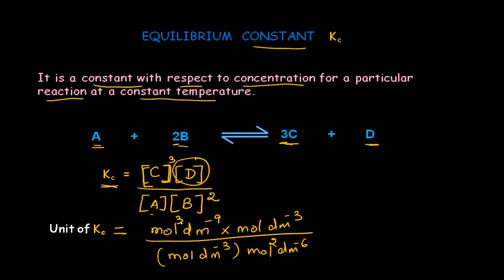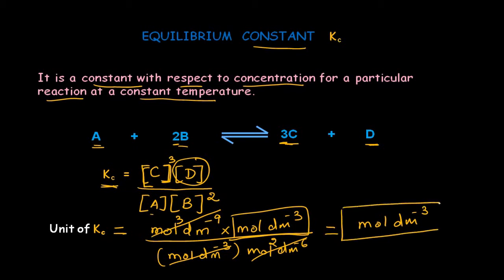So now because of this, the whole denominator gets cancelled off with the concentration of C. So we are left with the unit as shown here. So unit for this particular reaction will be mole per dm cube. Now we need to know that the unit of Kc will change with each and every reaction, because the mole ratios of each and every reaction will also be different.